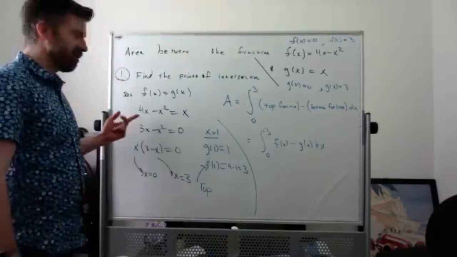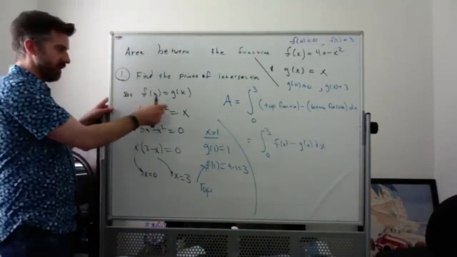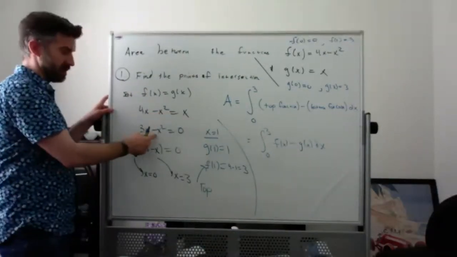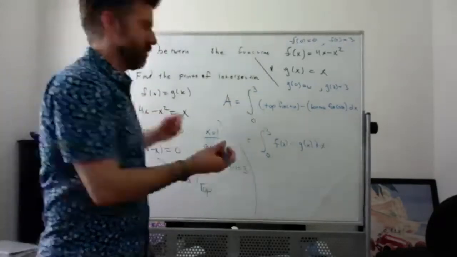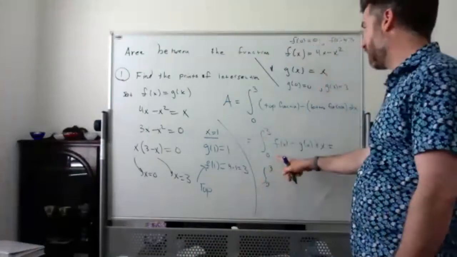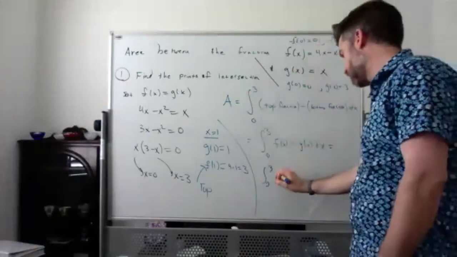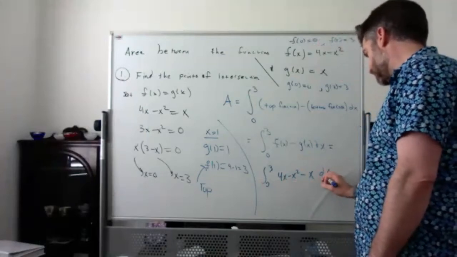Which now, if you look over here, you'll notice we already actually wrote f of x minus g of x, right? So we did f of x and we subtracted this over and got 3x minus x squared. So if you see this, you can just be like, oh, it's just going to be that. Or you could write it out. You can say it's the integral from 0 to 3 of f of x, which is 4x minus x squared, minus g of x, which is just x.